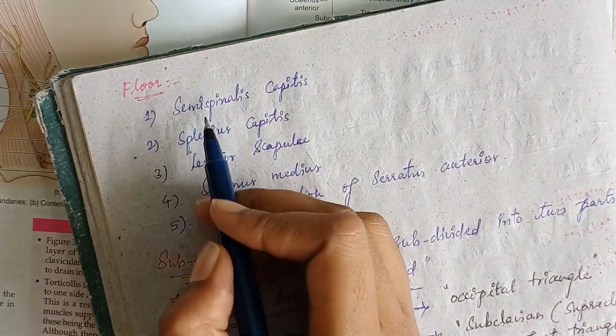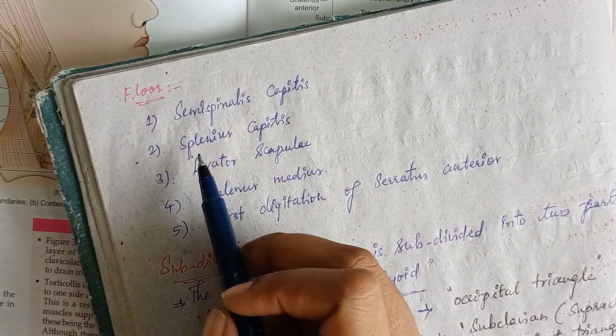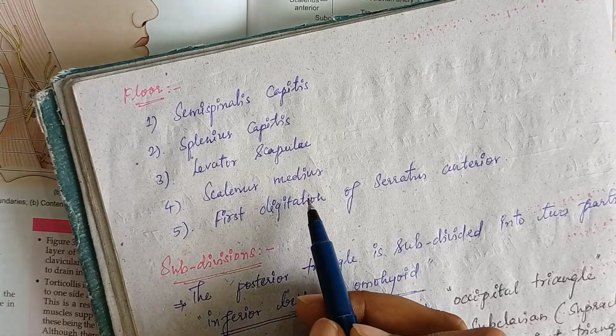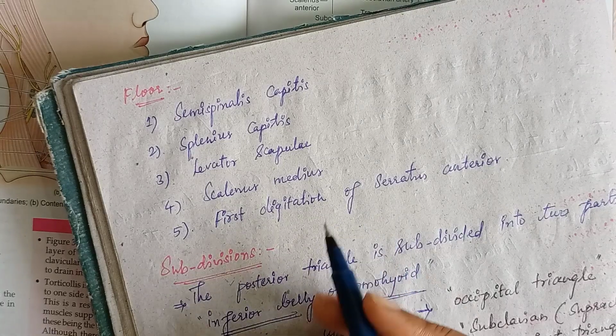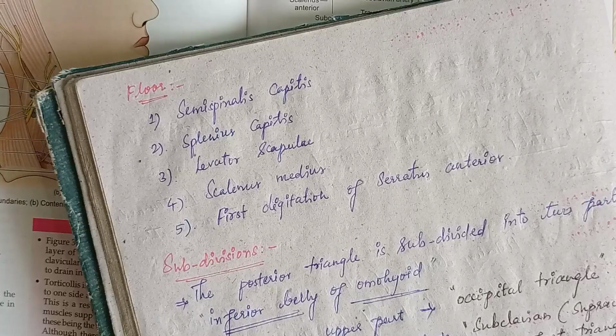The floor contains 5 muscles: semispinalis capitis, splenius capitis, levator scapulae, scalenus medius, and the first digitation of the serratus anterior. These are all the muscles forming the floor. The floor is actually formed by these 5 muscles.